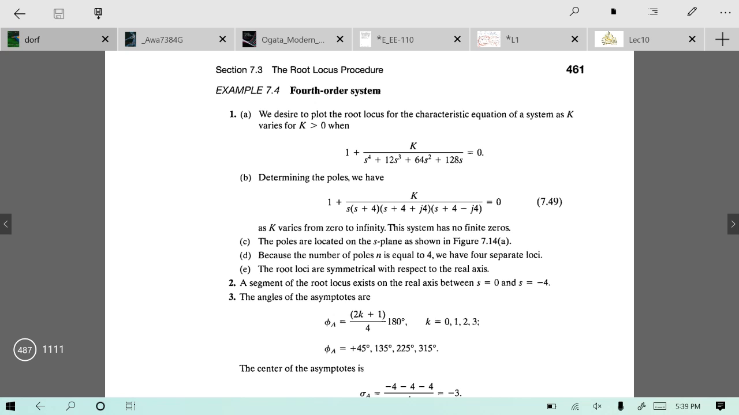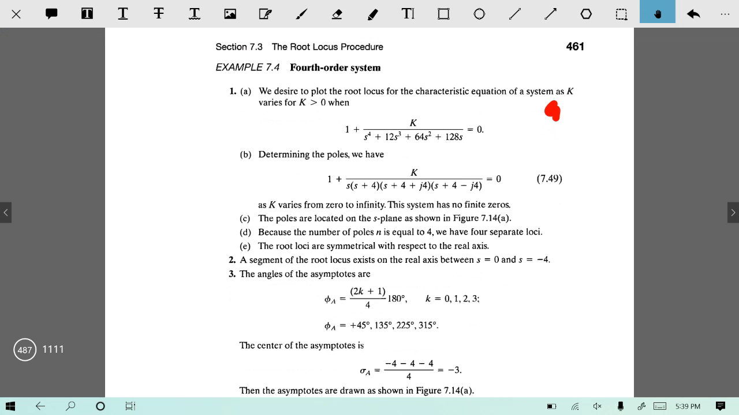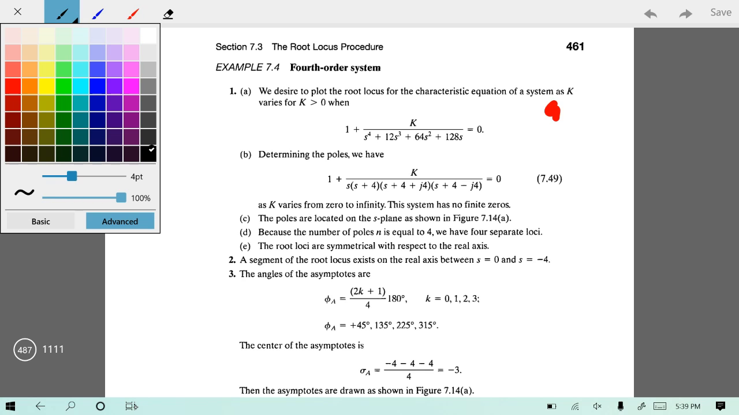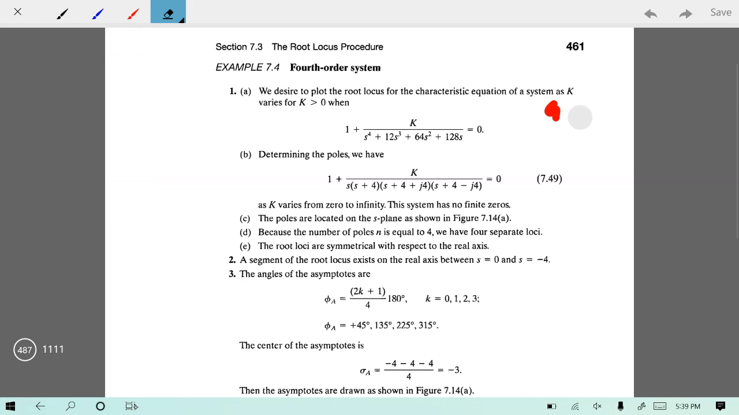This form is actually, if I tell you, you have g of s over 1 plus g of s for your unity feedback systems, and g of s into h of s for your non-unity feedback systems.